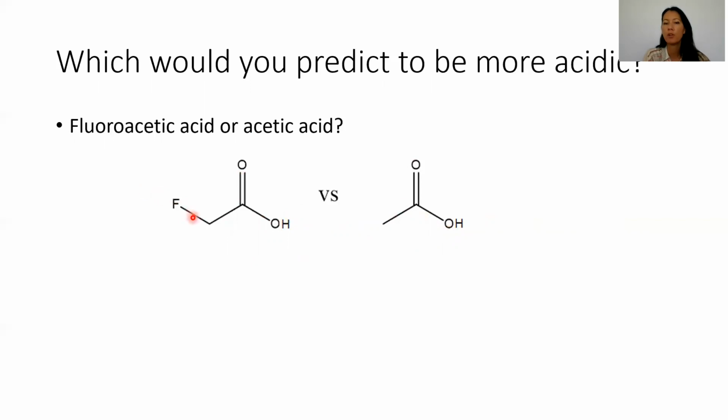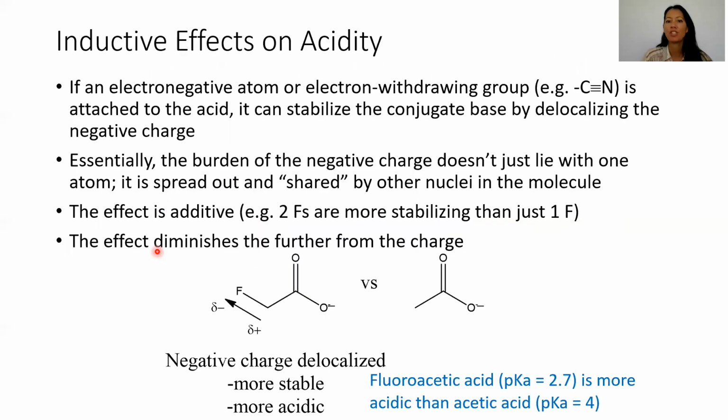What can that fluorine do? What do we know about fluorine? Fluorine's quite electronegative, so it likes to do what? It likes to pull electron density. So it can effectively spread out the negative charge.